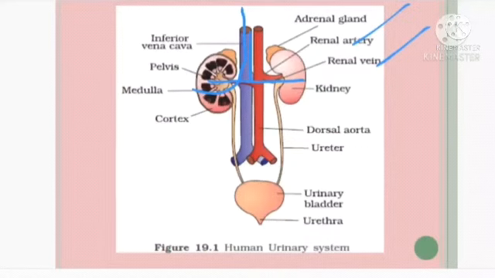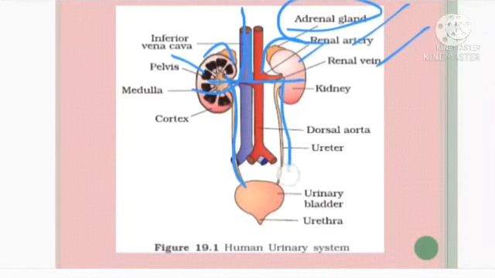Now moving on to the other parts. These 2 are the kidneys. On the upper portion of each kidney you can find a triangular structure, which we call the adrenal gland. It is one of the endocrine glands, triangular in nature, present above the kidney. Then from the kidney there are tubes coming down. That tube we call the ureter. What is the tube called? It is called the ureter.